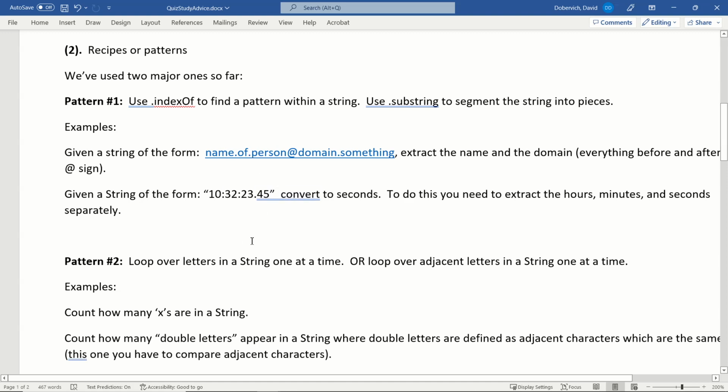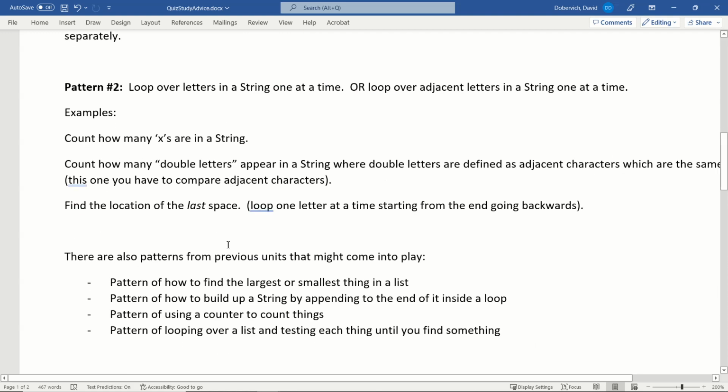Another pattern we've used a lot is looping over the letters of a string one letter at a time. This is really just a variation on our older patterns that use arrays and array lists. You're very used to looping over every item in an array and testing it for something. So you might count how many values are the same or something. This is exactly like that, except instead of looping over individual array elements, we're looping over characters of the string.